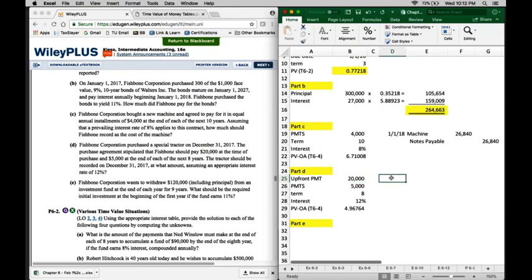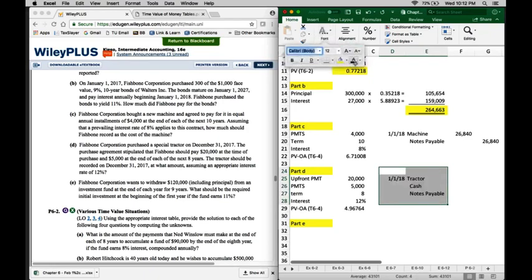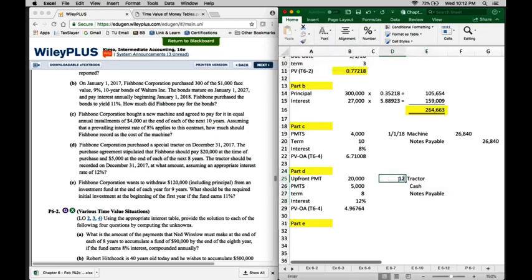So let me show you what my journal entry is going to look like. This should be December 31st, 2017, because that's the date of the note. I will debit the asset tractor just as I did over here. I will credit notes payable, and I also credit cash because cash is paid upfront. How much cash did I pay? 20,000. So I credit cash 20,000.